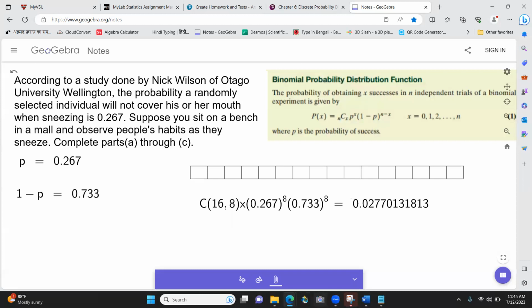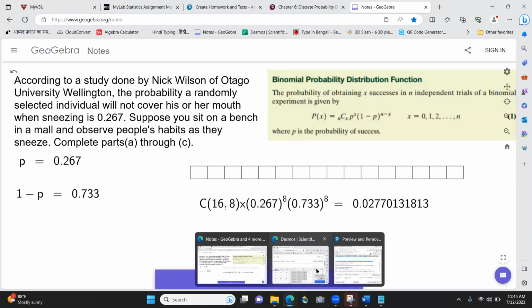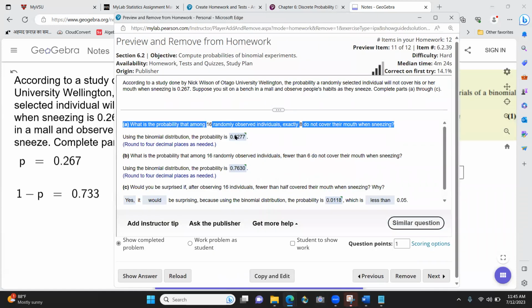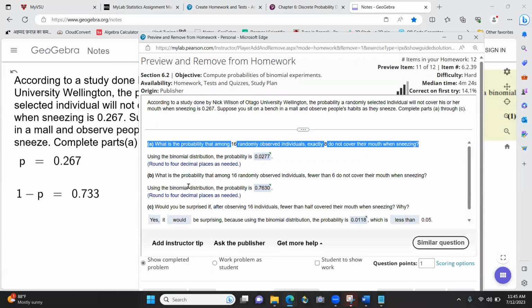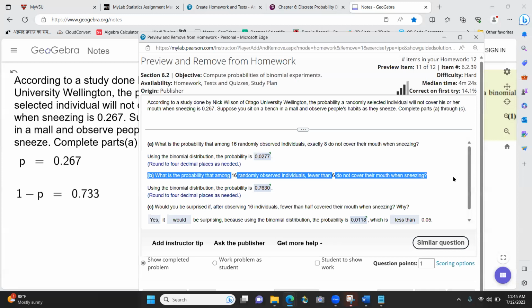Okay, let me check our answers first, just to make sure I didn't mess up. 0.0277, that's fine. That's not bad. All right, so guys, let's try the next one. What's the probability that 16 are chosen and fewer than 6? Oh boy, that's going to be a lot of work. Be a little patient with me. Fewer than 6 do not cover. Okay, let's take this. I'll do it very patiently.